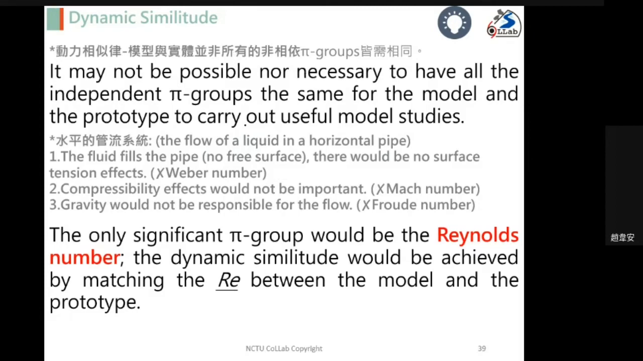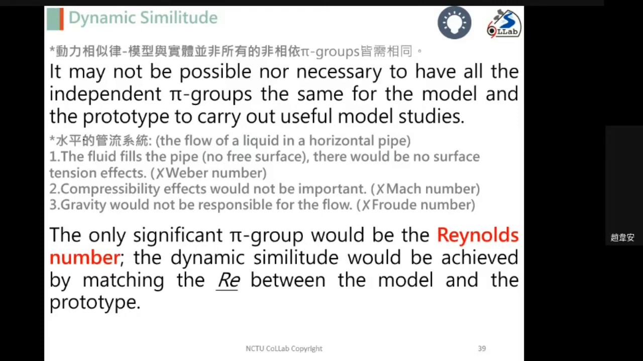If we do that, it may not be possible or necessary to have all the independent pi groups the same for the model and the prototype to carry out useful model studies. So it depends on different studies, different purposes. We need to satisfy different pi groups for the dynamic similitude.